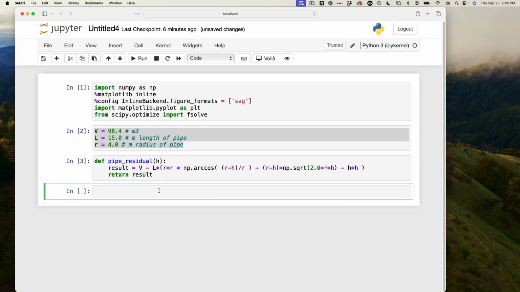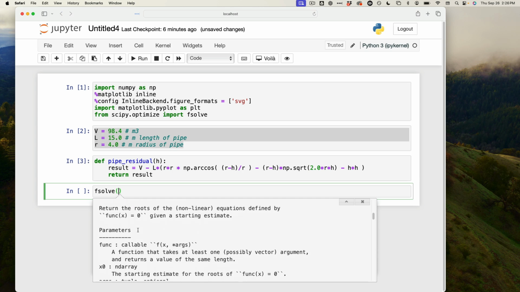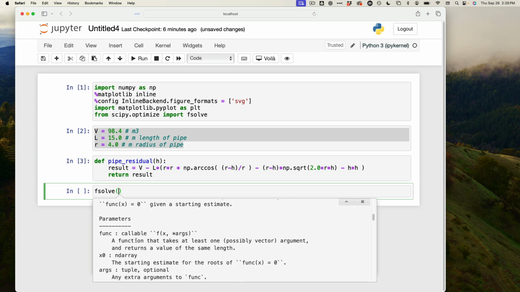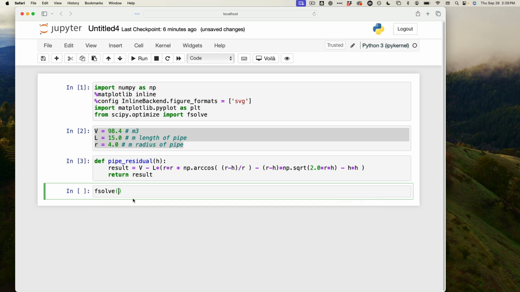Now, if I say fsolve, press Shift Tab, it gives you the function signature, and you can see the parameters for this function. The first one is going to be the residual, and I know this is going to be pipe residual. And what about the initial guess? What is going to be our initial guess?